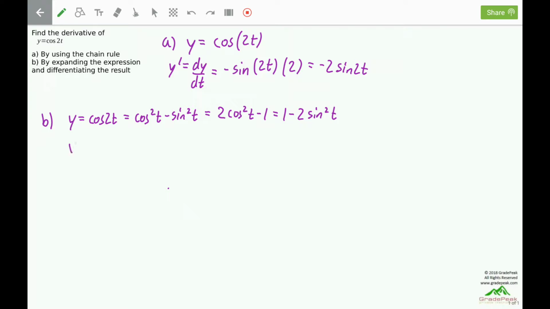But I'm going to write it one more time and say 1 minus 2 sine t times sine t. And that way I can actually make use of the product rule for the derivative. The derivative, y prime, which can also be called dy dt, will be the derivative of the first term. The derivative of 1 is a 0. And then we have the second term. The derivative of that will be a product rule. We have a negative 2 that will come along.